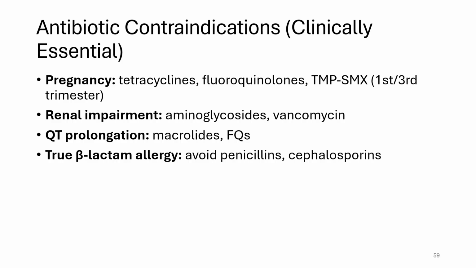Okay, so overview of some of our very essential antibiotic contraindications. Pregnancy: tetracyclines, fluoroquinolones, and Bactrim in the first and third trimester, and we will talk about how those differ on an upcoming slide. Renal impairment: aminoglycosides, and vancomycin have to be very cautious. QT prolongation: macrolides and our fluoroquinolones. And then true beta-lactam allergy, which we will talk about more. We want to avoid our penicillins and our cephalosporins.